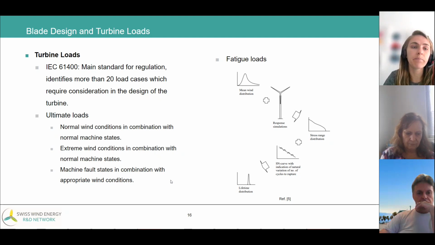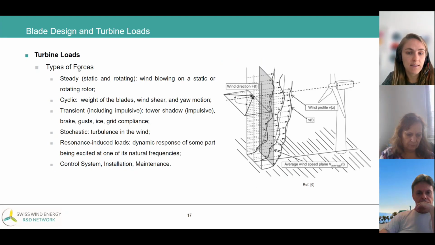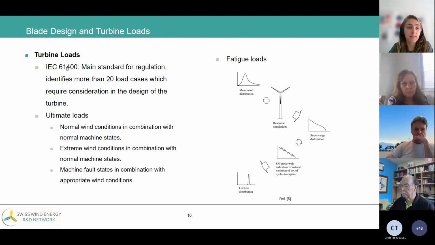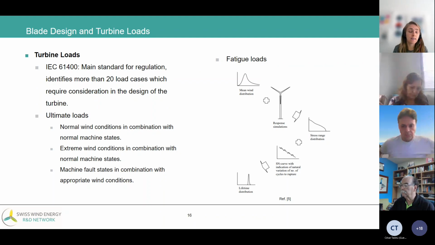And then if you want to know more, the main standard for load calculation is this IEC 61400, which is what is used by the wind turbine manufacturers. And in this standard, we have different load cases that the loads need to be calculated for, and the blade and turbine need to be projected for.